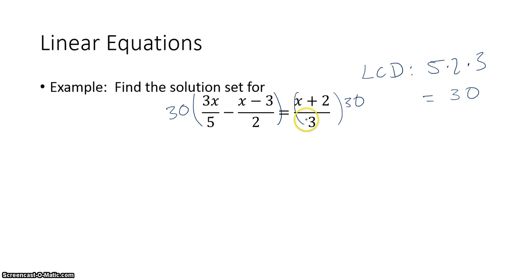When I do that on the right hand side, the 3 and the 30 simplify to 10. So on the right hand side I have 10 times x plus 2. On the left hand side I need to remember that this 30 is going to distribute onto each term inside. So when it distributes into the 3x over 5, I'm going to be left with 6 times 3x. When the 30 distributes onto minus x minus 3 over 2, I'm going to have minus 15 times x minus 3.